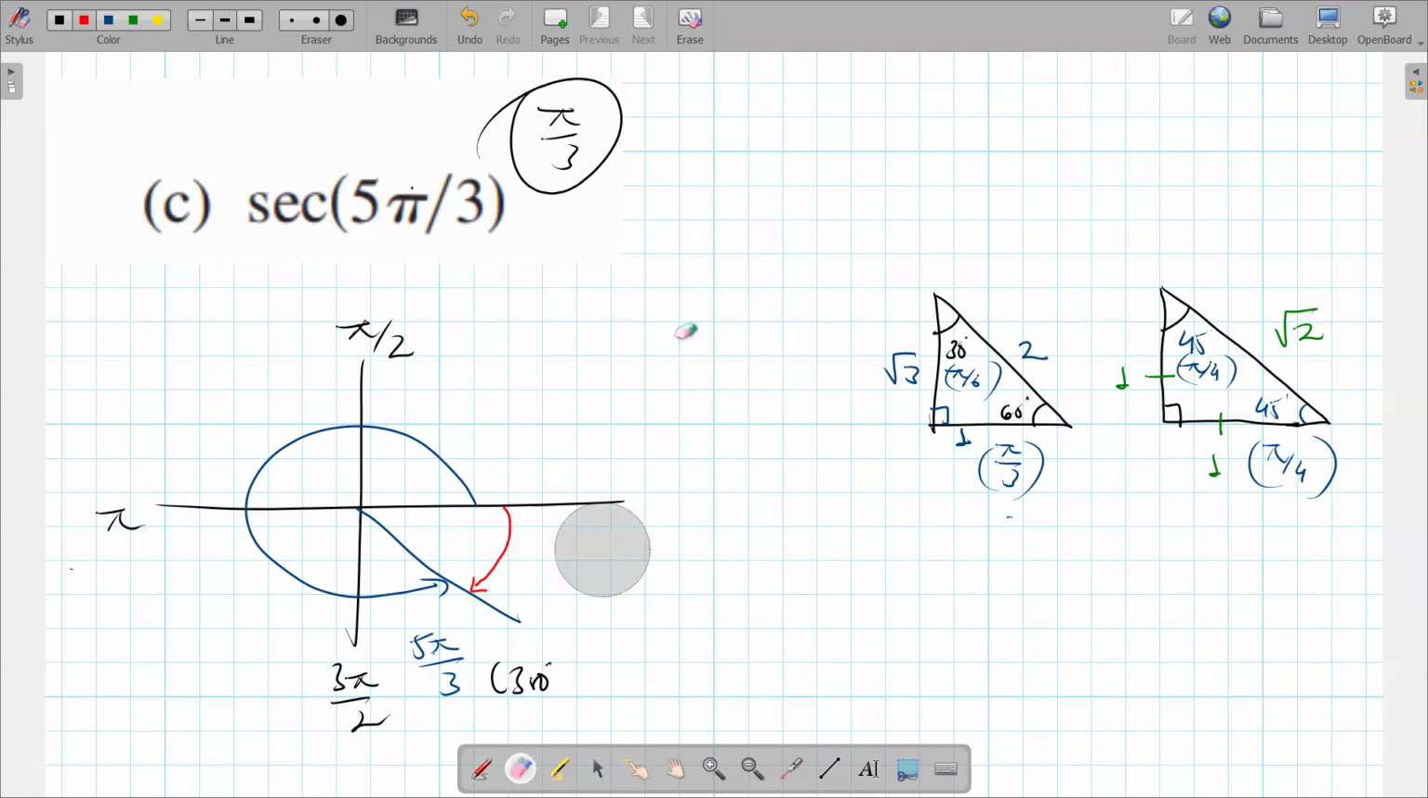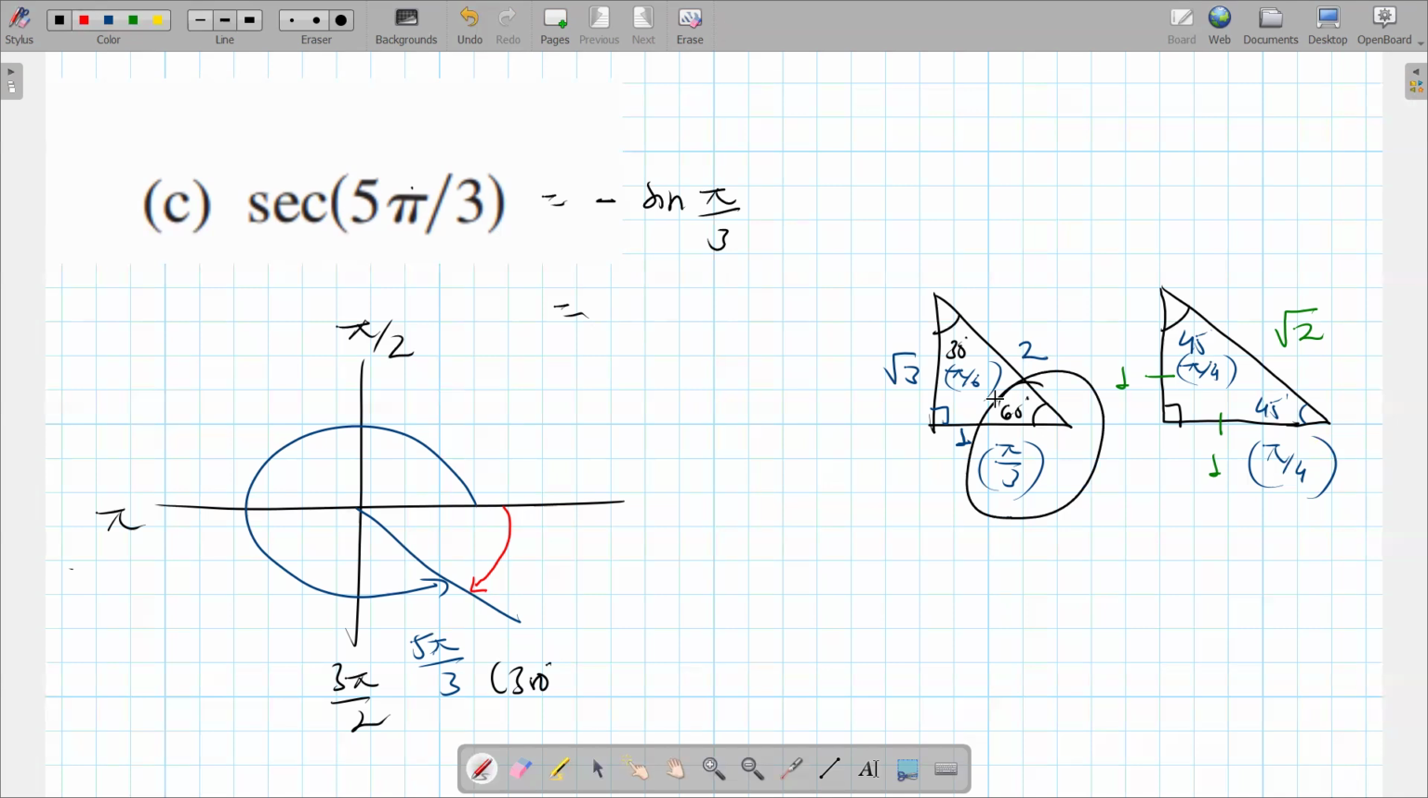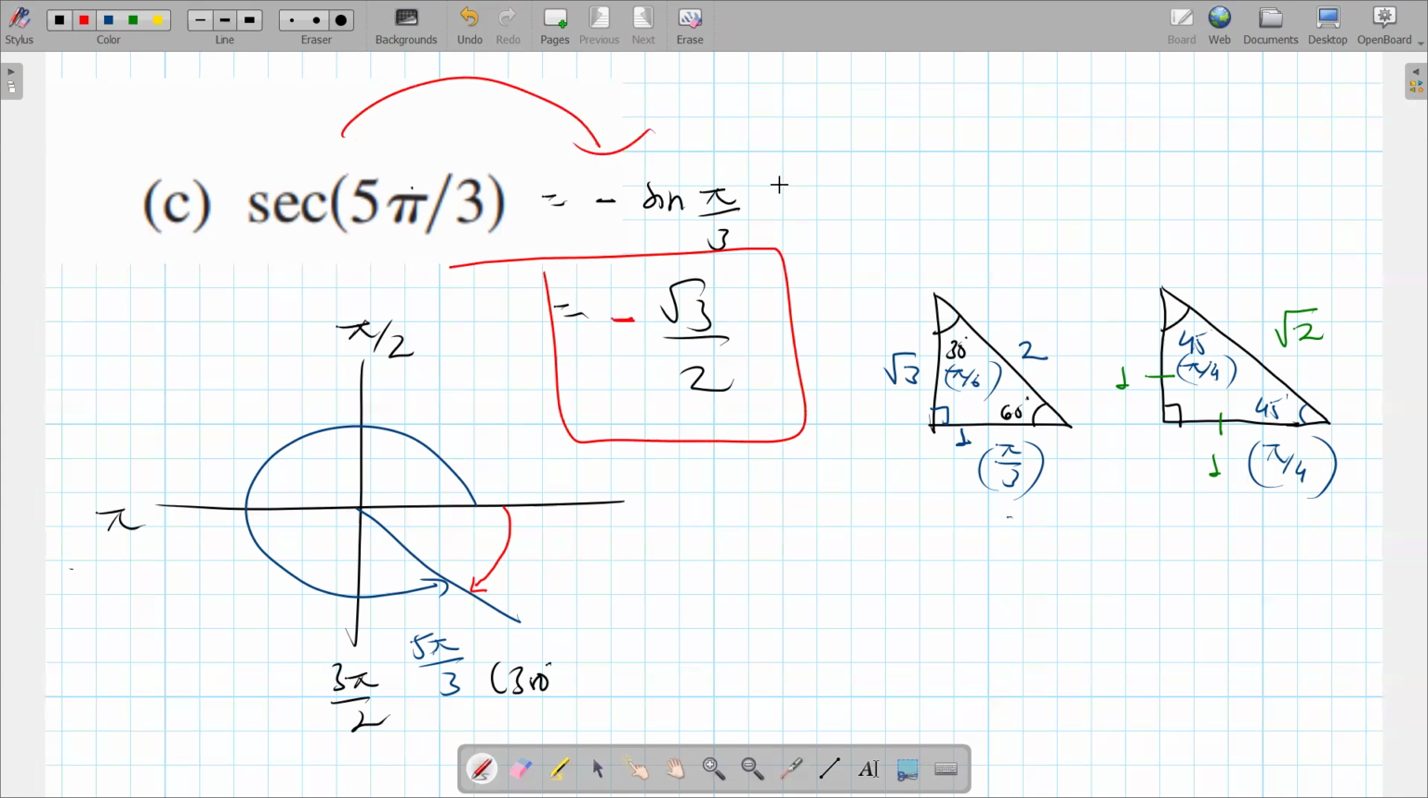So sine 5 pi over 3 is the exact same thing as sine pi over 3. Positive or negative in quadrant 4? Negative. From the triangle, what's the value of sine pi over 3? So pi over 3 is here, 60 degrees. What's the ratio of sine? Root 3 over 2. The only last step is that it's negative, and you're done. Final answer. Again, it's a 2-step answer if you know this stuff.